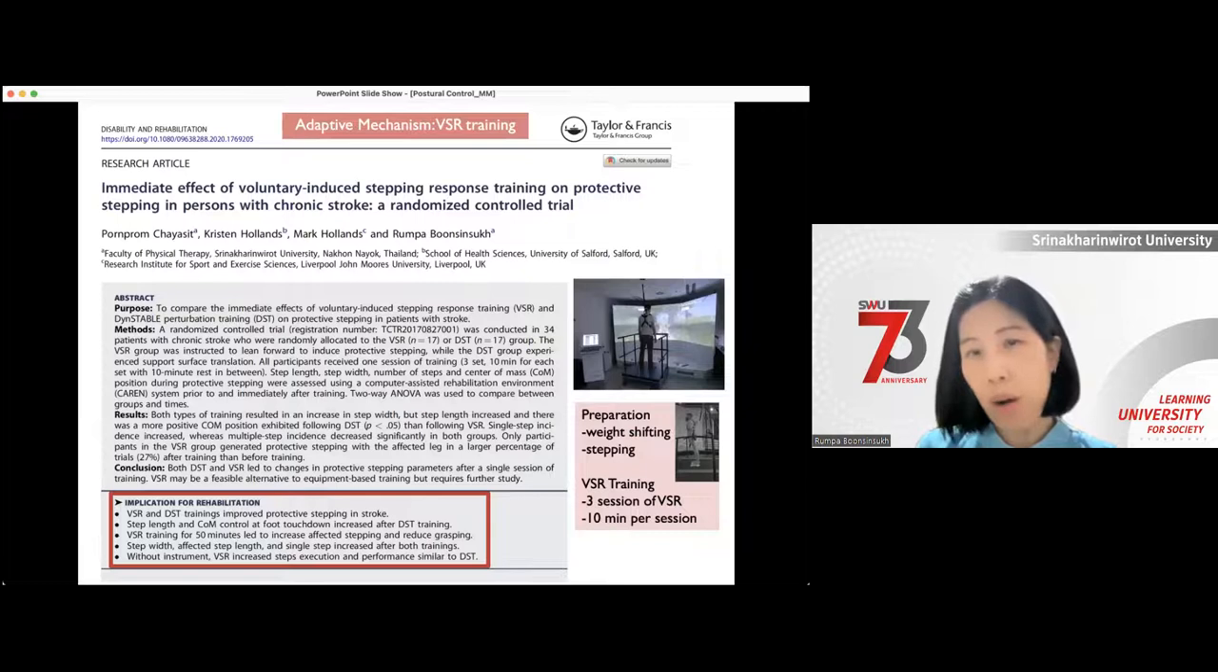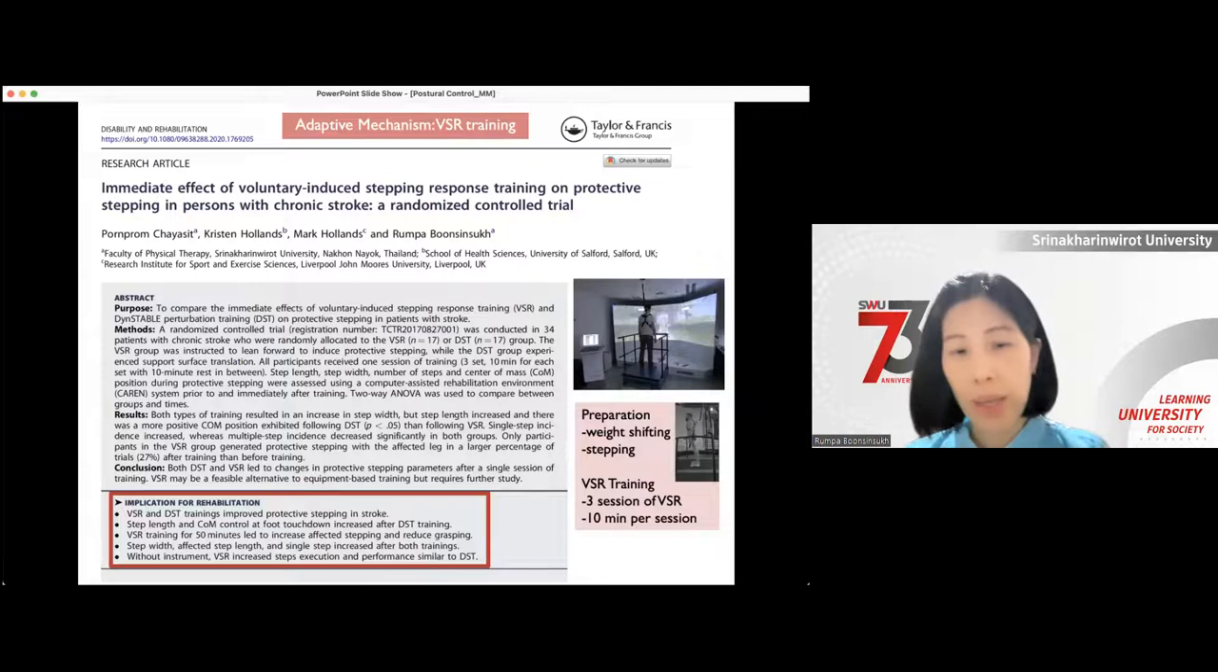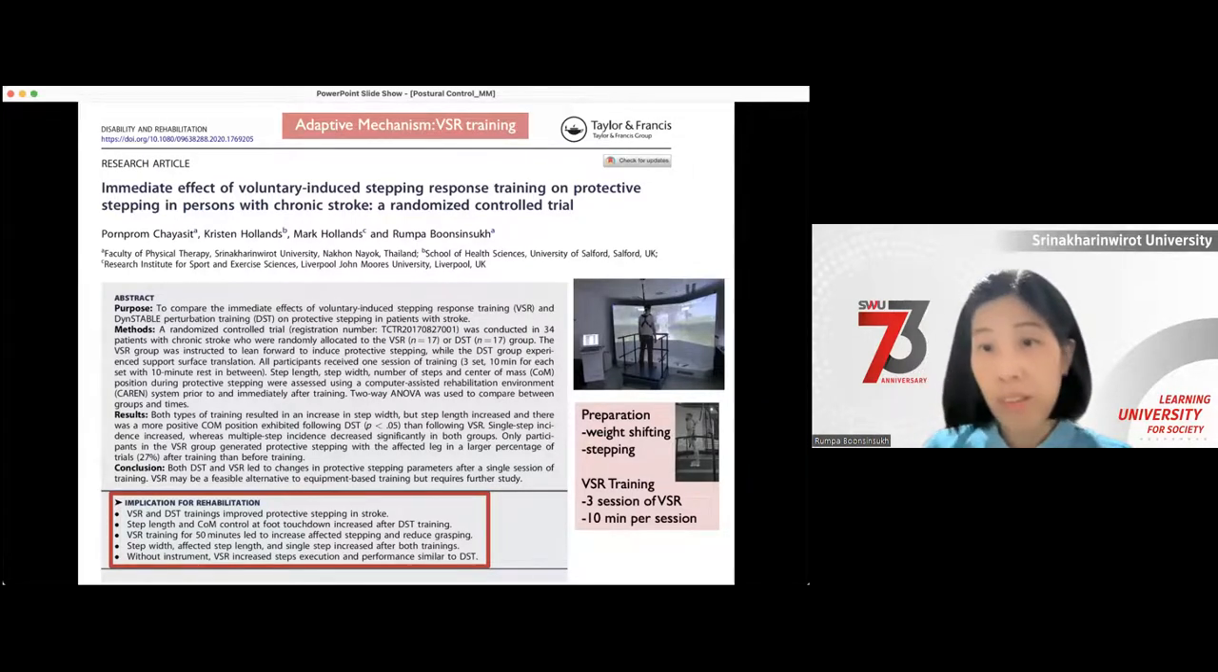Training for 1 hour, and then we measure the stepping response using the surface perturbation force plate. What we found is that the VSR training also improved protective stepping in stroke. It increased the affected stepping, reduced grasping. It also improved the step width, affected step length, and single step of the patient with stroke. So the VSR is a promising tool for clinics that don't have equipment, because this is self-control training, and it is probably very convenient in most clinical settings.